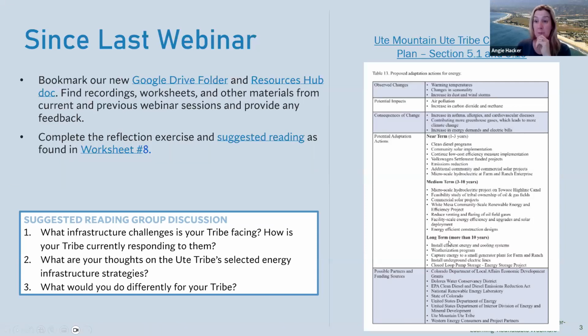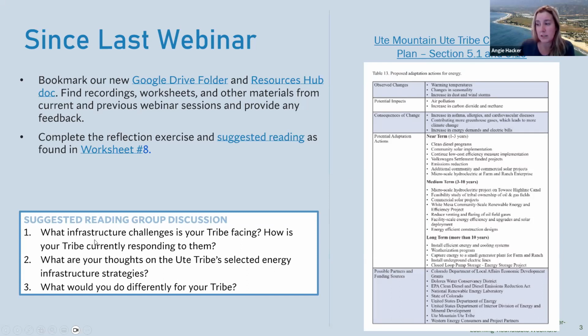But yeah, so this is one of the tables from section 5.10, which is on energy. So we figure, since we're going to talk about infrastructure today, that's one thing we could review is, how does another tribe handle energy infrastructure needs? And so this is a table, I liked how they organized it, talking about observed changes, impacts, consequences of change, potential adaptation actions, possible partners and funding sources. So I thought that was a clever way to organize their adaptation activities. Section 5.1 was a little section they have on health, so we can talk about that too.